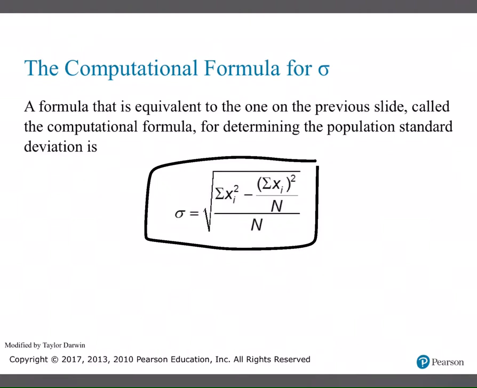So, with that formula in mind, I would write it down, although, like I said, you're given it on your formula sheet. Well, let's talk about it really fast. It's the square root of the sum of x squareds, minus the sum of x, squared, divided by big N, which is your population size, all divided by N. So you've got to be careful about that. And we're going to take it step by step and go from there.